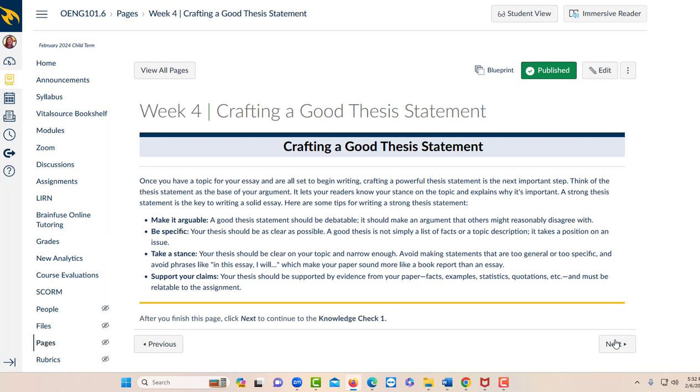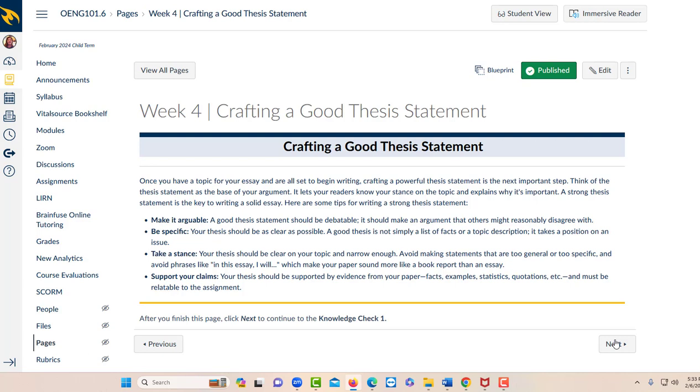Crafting a good thesis statement. Once you have a topic for your essay and are all set to begin writing, crafting a powerful thesis statement is the next important step. Think of the thesis statement as the base of your argument. It lets your readers know your stance on the topic and explains why it's important. A strong thesis statement is the key to writing a solid essay. So here are some tips for writing a strong thesis statement.